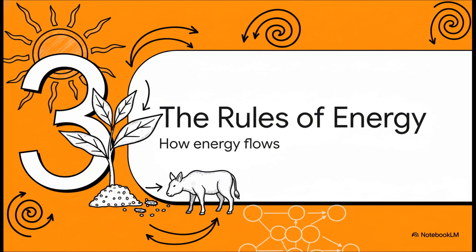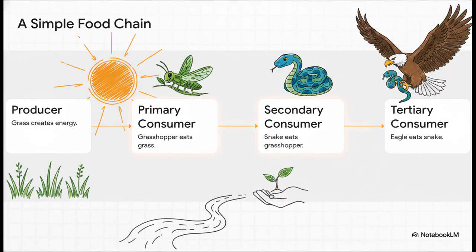But what connects them all? It's the flow of energy. And this flow isn't just random. It follows some very specific, very important rules. So energy moves through the ecosystem in a sequence that we call a food chain. It's a pretty straightforward path of who eats who.